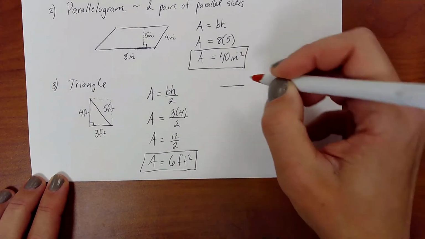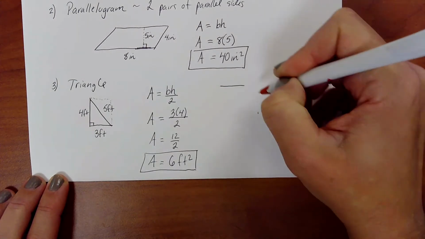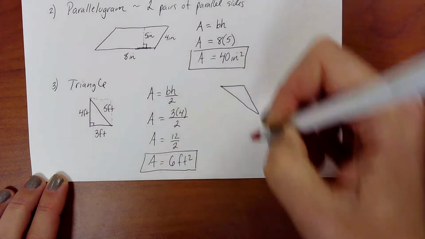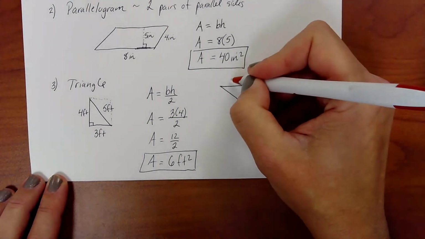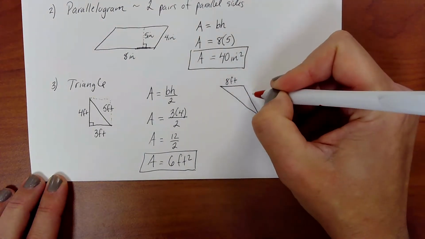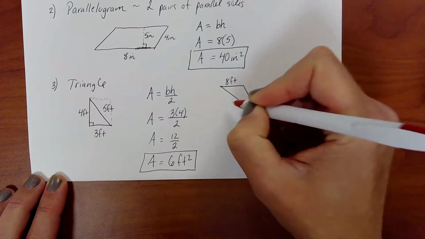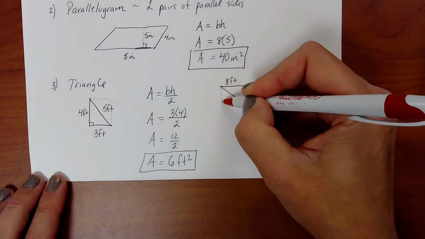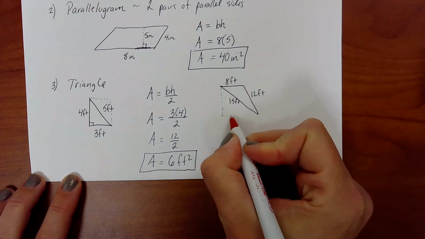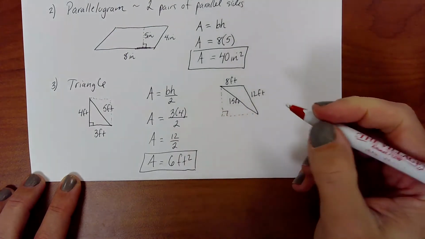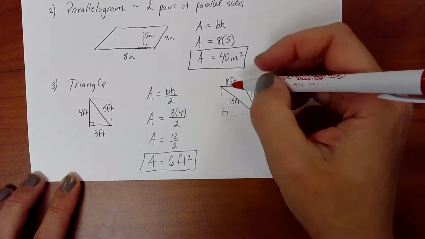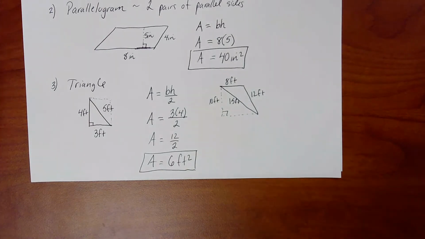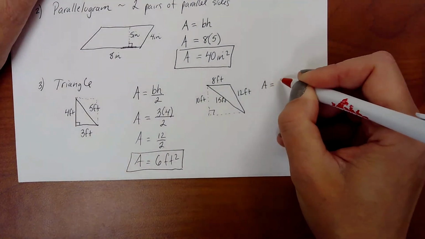What if I gave you a different looking triangle? How about this? Put a point here, that and that. And let's say this is 8 feet, 12 feet, 15 feet, and see there's nothing making a 90 here. I would have to drop down and tell you how tall this is. Let's say that is, gosh, I don't know, 10 feet. Okay, so you see a triangle, you still start with that same formula: base times height over 2.